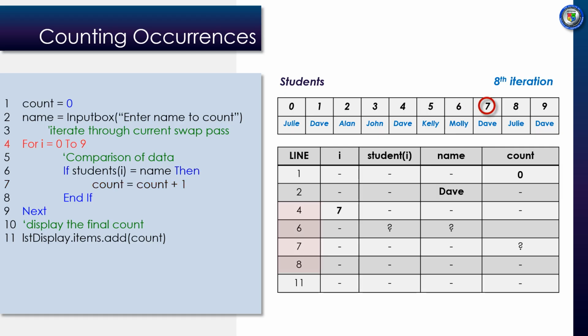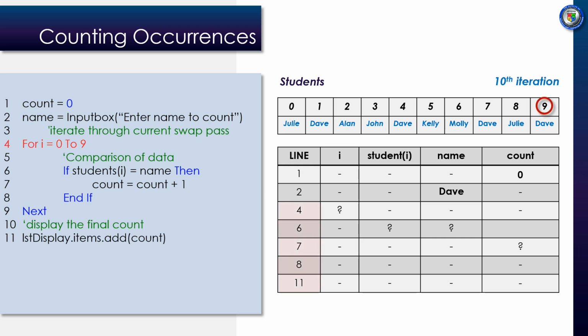Back round the loop, I equals 7. Again, this time we do have Dave, they do match, therefore we're going to increment our counter at line 7. So count now becomes 3. Going round the loop for the second last time, incrementing I to 8. We have the value Julie being compared to Dave. Our counter remains at 3.